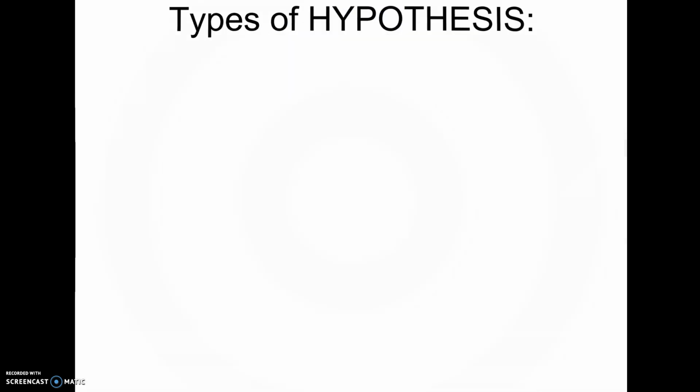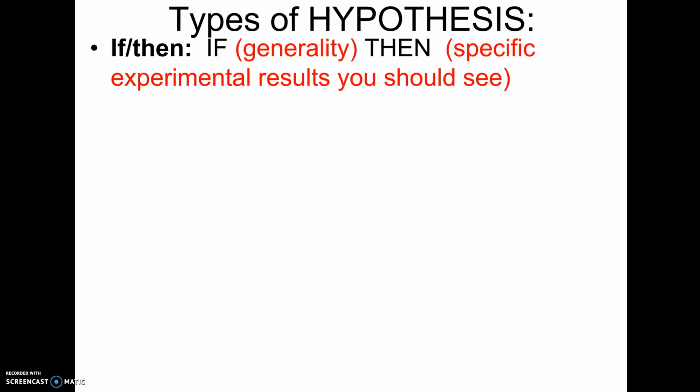Here are two specific kinds of hypotheses. The first kind that I want to walk you through is called an if-then hypothesis. An if-then hypothesis basically says if, and then a generality. The generality is basically what you would have said is your hypothesis originally. For example, in our case, if music helps you study. That's what we think, so that's the if. The then is the specific experimental results that you would expect that would support it. Just because it has if and then doesn't mean that it's a good hypothesis.